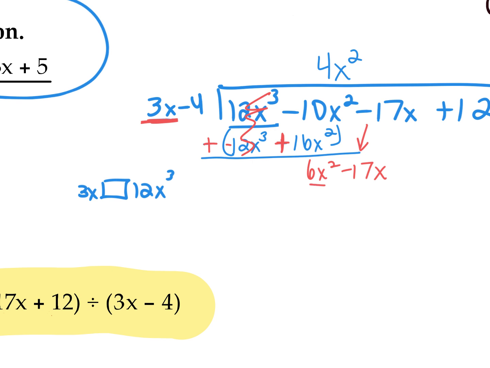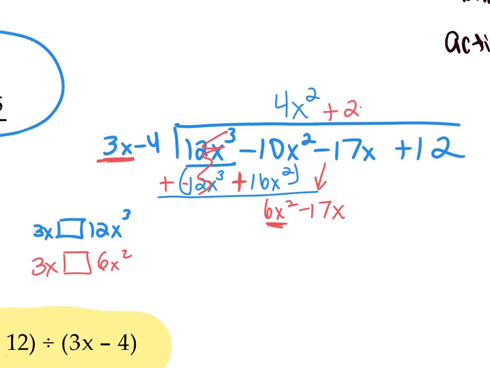First term into first term. So 3x times what gives me 6x squared? 2x. Positive 2x. Get your subtraction ready before you multiply. 2x times 3x is 6x squared. 2x times negative 4 is minus 8x.